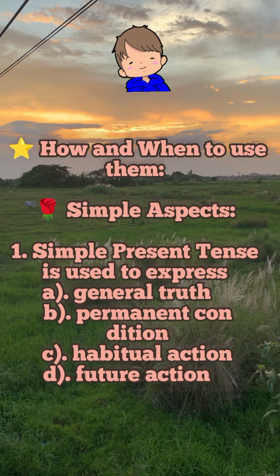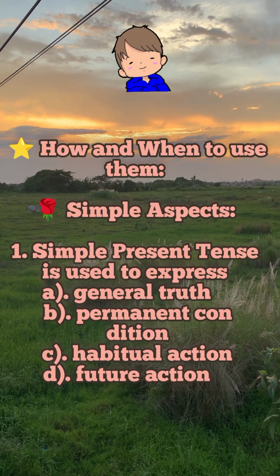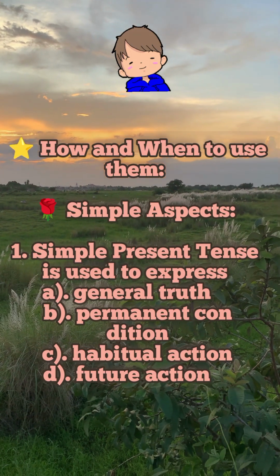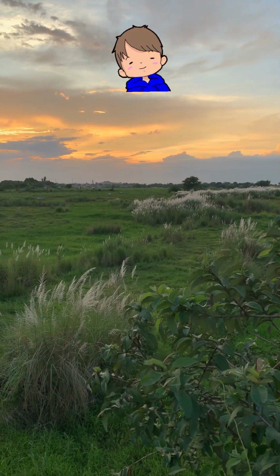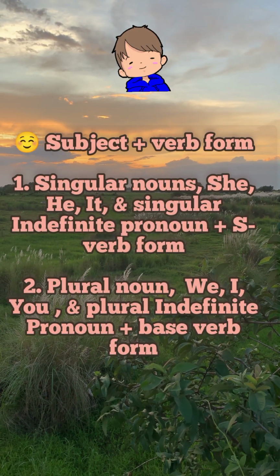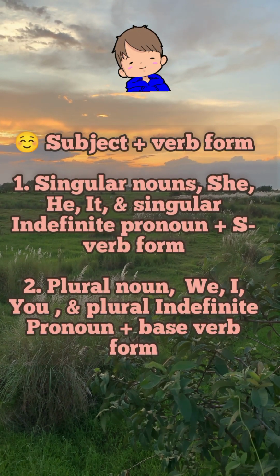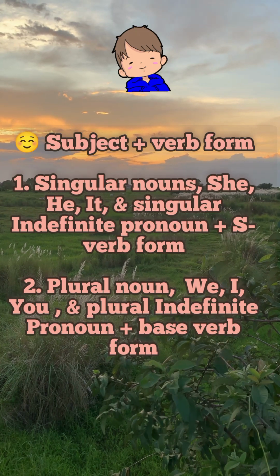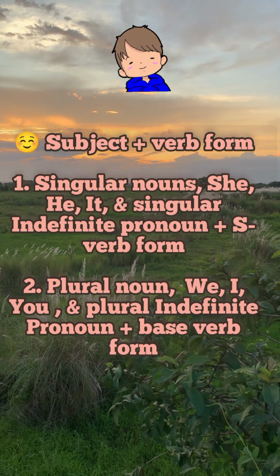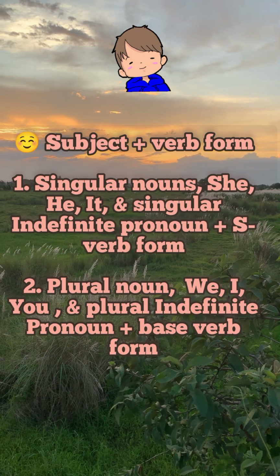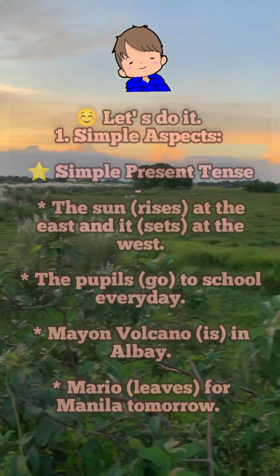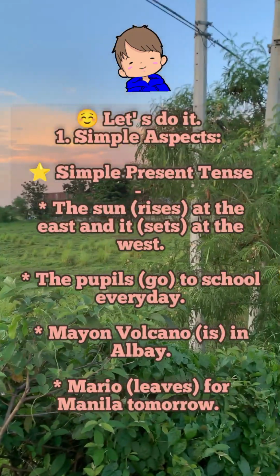For simple aspects, simple present tense is used to express general truth, permanent condition, habitual action, and future action. Formation in the sentence: subject plus verb form. Singular nouns or she, he, it, or singular indefinite pronoun plus S verb form, or third person present singular form. Plural noun or we, I, you, or plural indefinite pronoun plus base form of the verb.